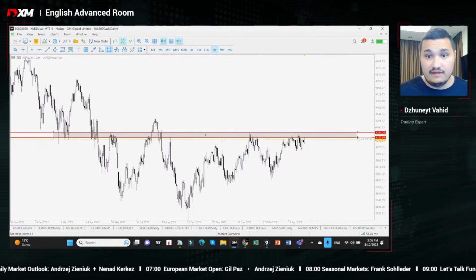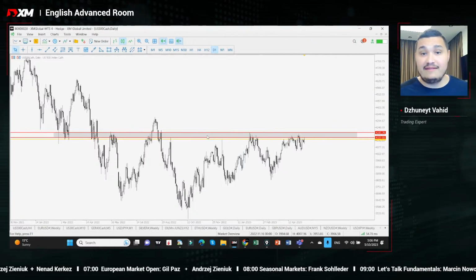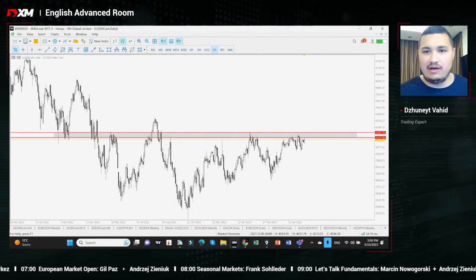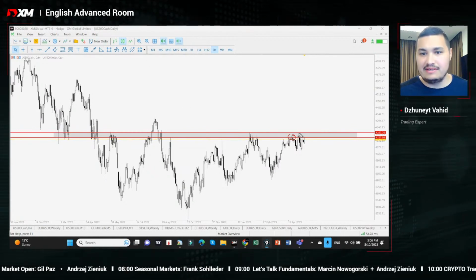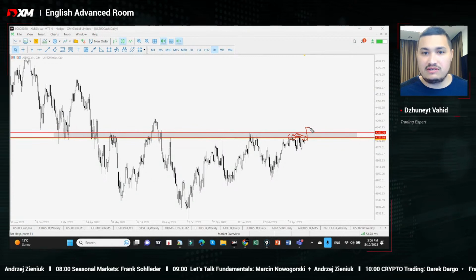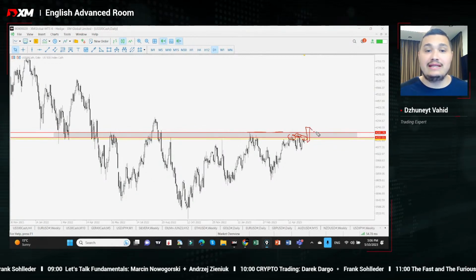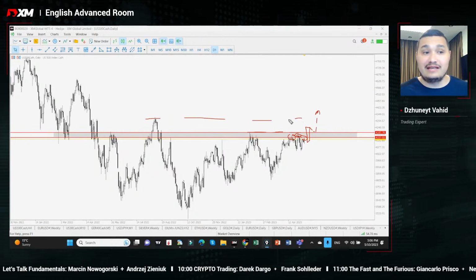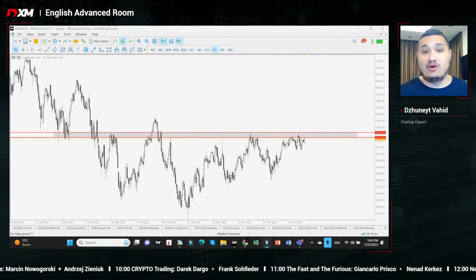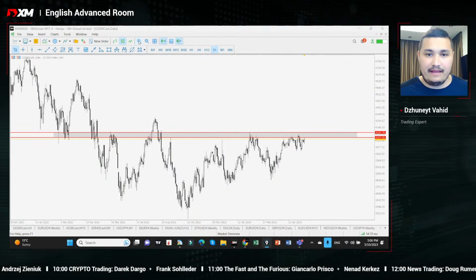So that's the zone of resistance, which market never broke, tested multiple times, but we never saw a strong, significant day closing above this previous structure high in order to say that market is really signaling for a bullish trend coming. And what is the pattern?